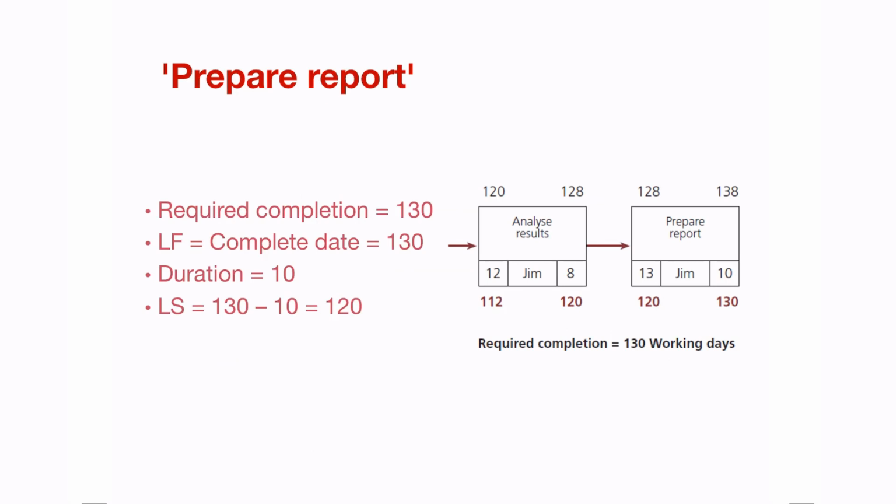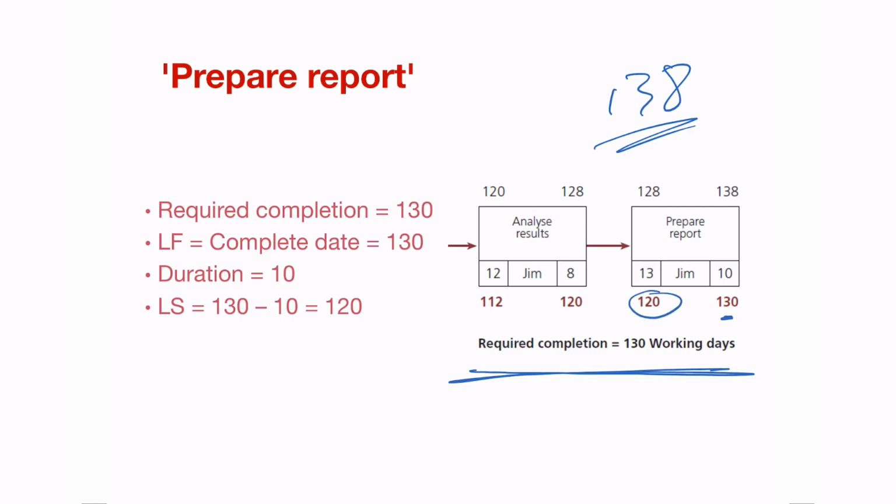All right, so let's go through the network diagram again. Now remember, our early start and our early finish gave us a total of 138, but our required completion time is 130 working days. So now let's do the backward calculation. We start off with the report at the end, and in this case, we start off with what is required, which is 130. It takes 10 days to complete, and we're moving to 120.